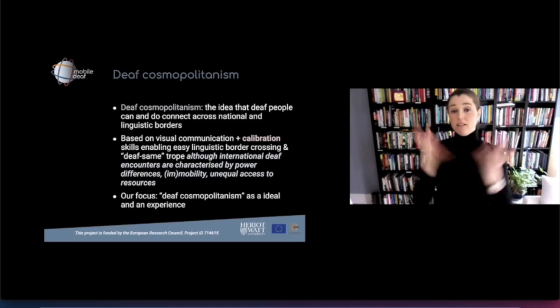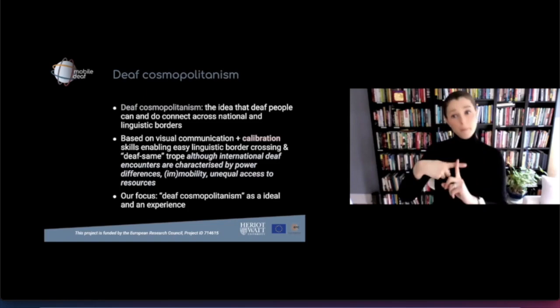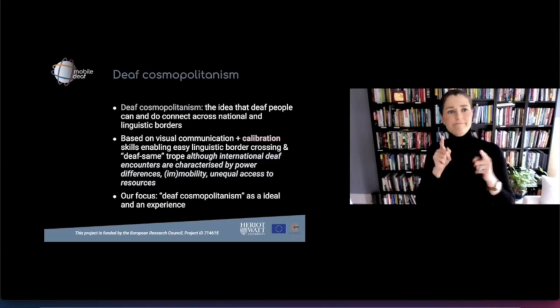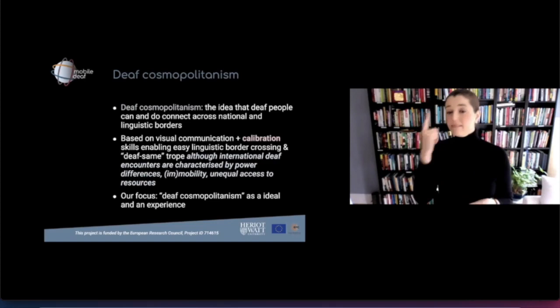And this is based on visual communication and the fact that deaf people will calibrate their skills to enable easy linguistic border crossing and also to align with other deaf people using the deaf same trope.